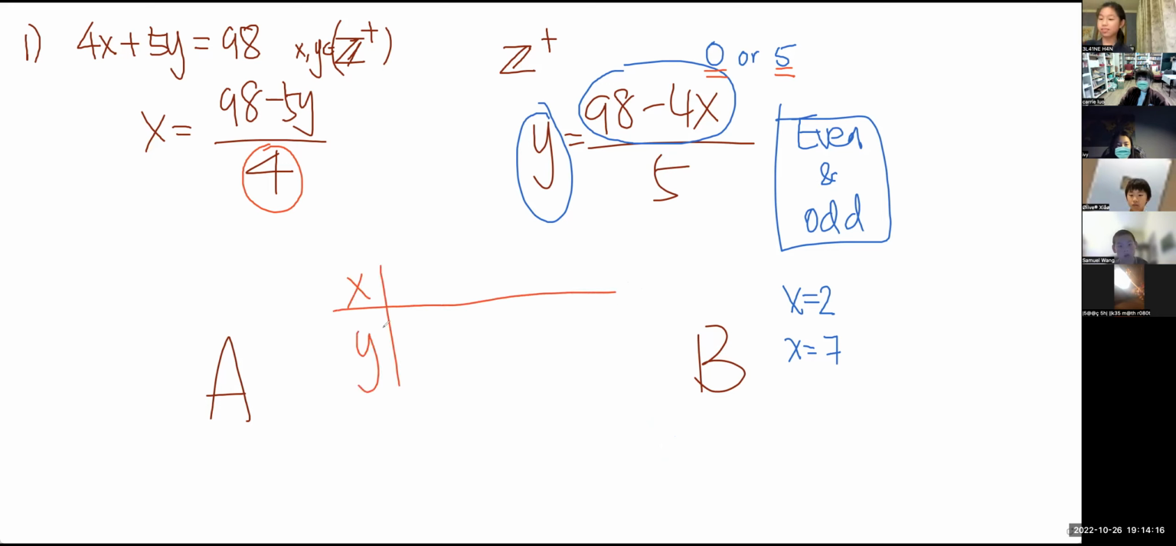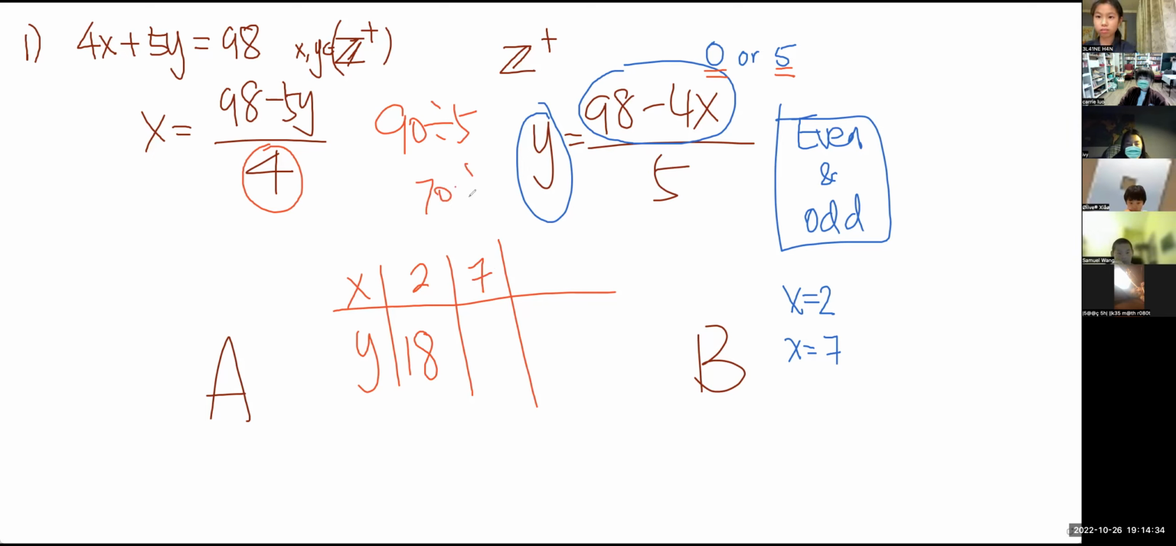So when x equals 2, the top became 90. 90 divided by 5 equals what? Equals 18. Okay, so let's see. When x equals 7, 4 times 7 equals 28. So that is 28. 28 divided by 5 equals 14. Okay, so who can guess what is the next number? I think it's very easy. x equals 12, right?